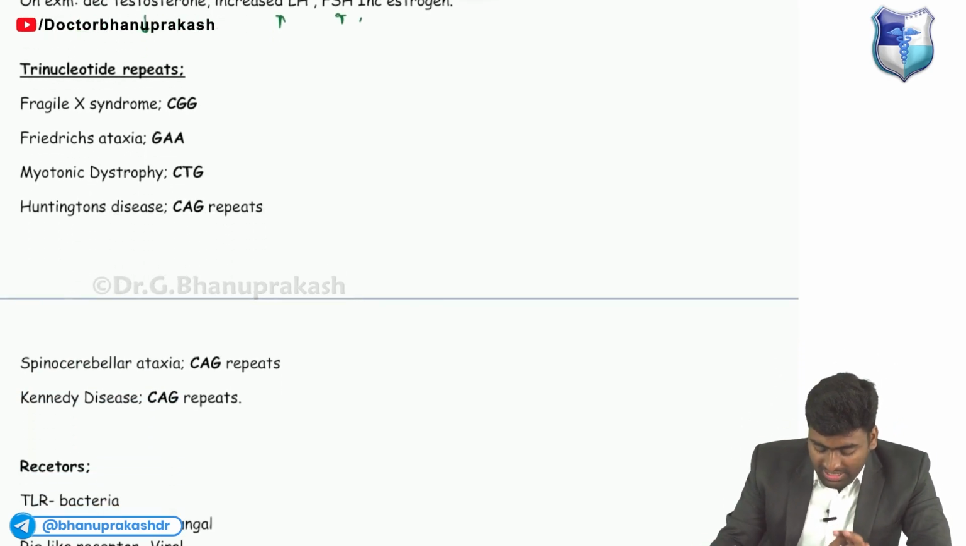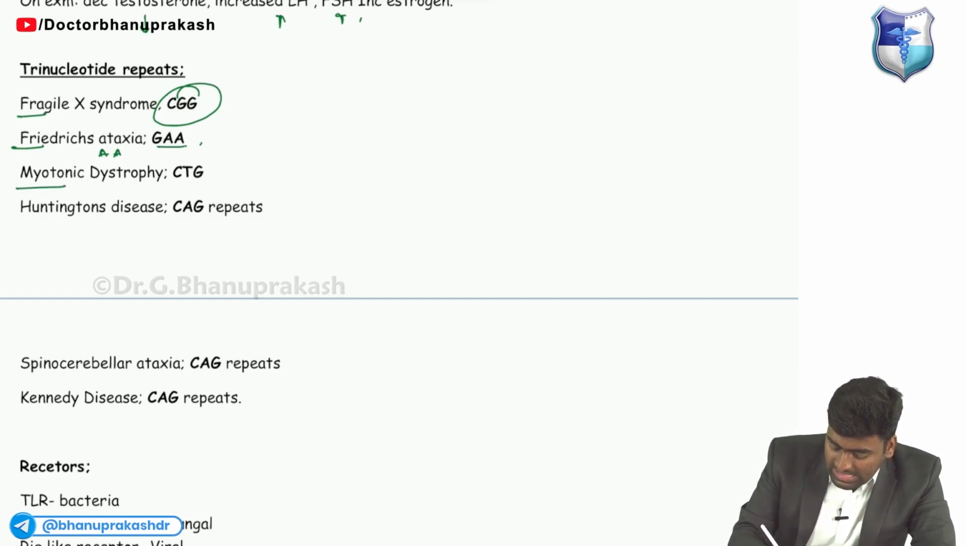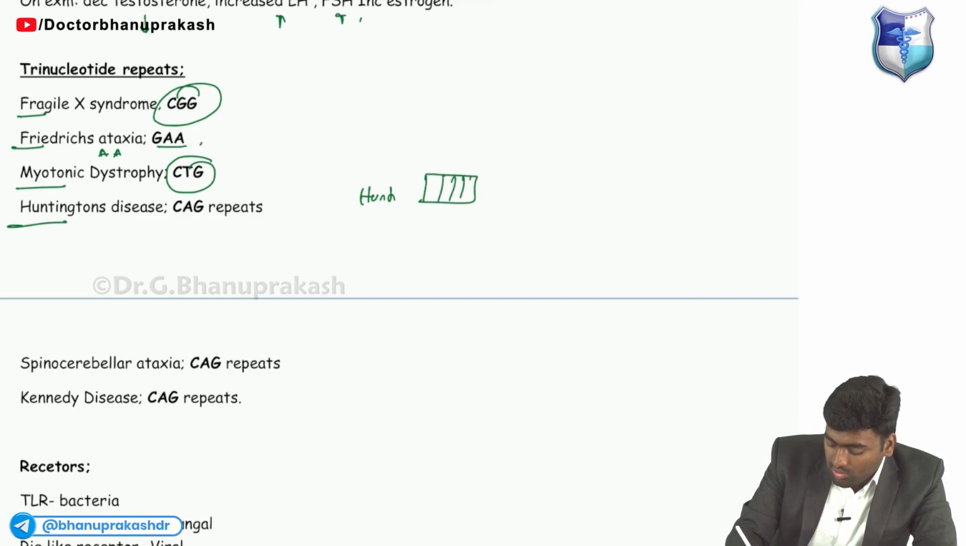And a few trinucleotide repeat disorders. Fragile X syndrome, the most common one, is CGG repeats, whereas Friedreich's ataxia is GAA. Myotonic dystrophy, remember it is CTG. Huntington's chorea, if it is Hunter, he needs a cage, so it is CAG repeats.